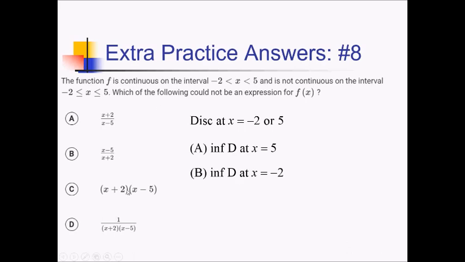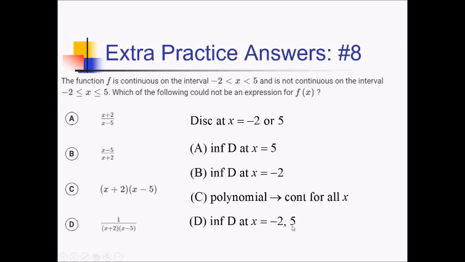Choice C is continuous everywhere because it's a polynomial, continuous for all x. So C could not be this function because this function has discontinuities. So C is looking like a pretty good answer. Just quickly looking at choice D, that has discontinuities at -2 and 5, both of them infinite discontinuities. So choice D can't be it. So then choice C is the only one that can't be continuous on this interval but not continuous on this other interval.